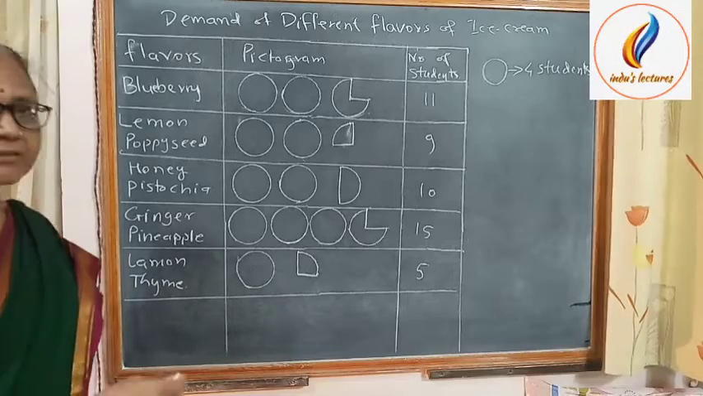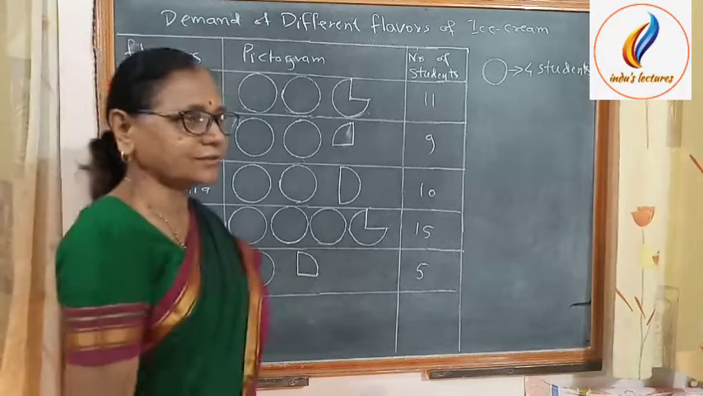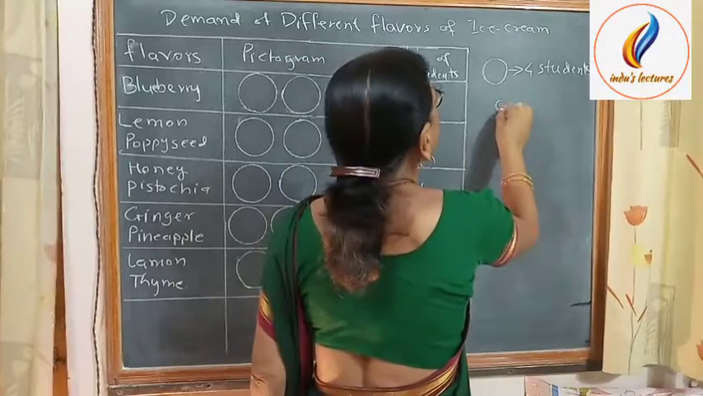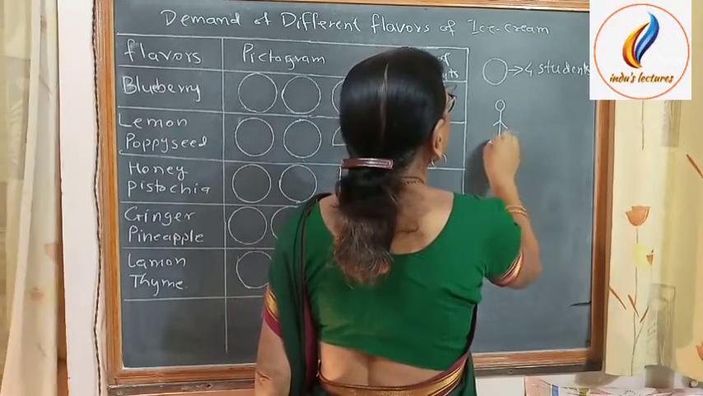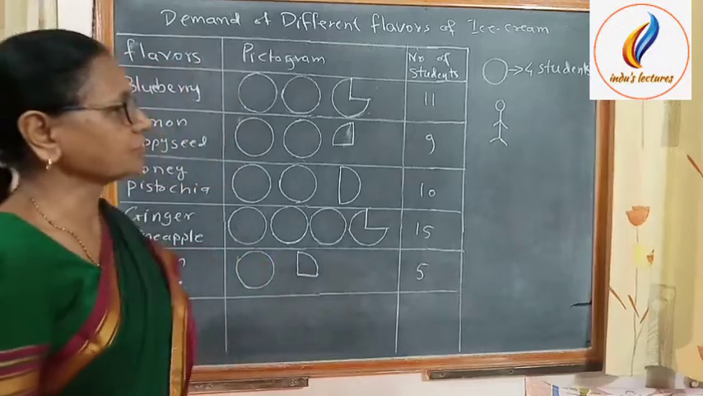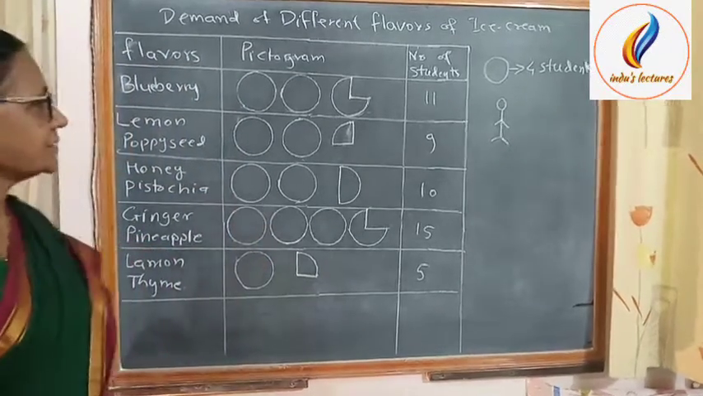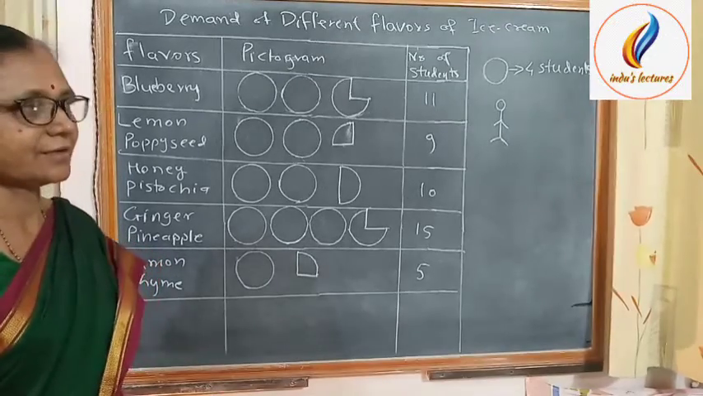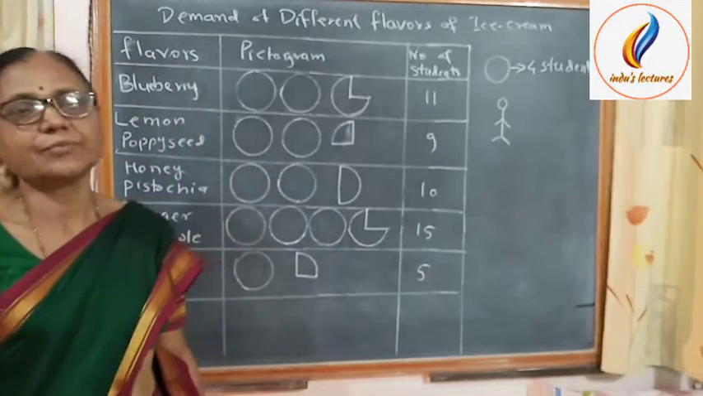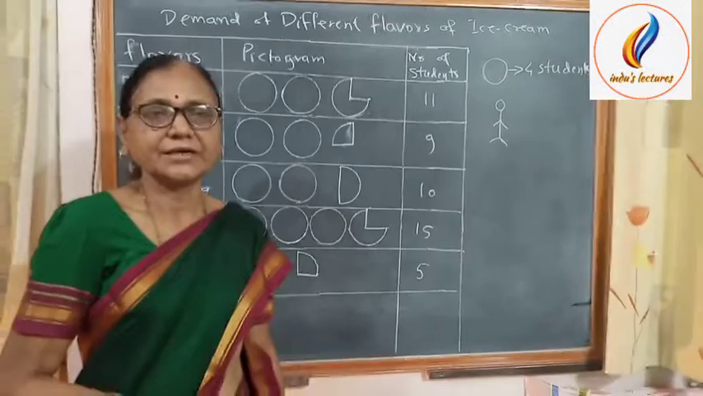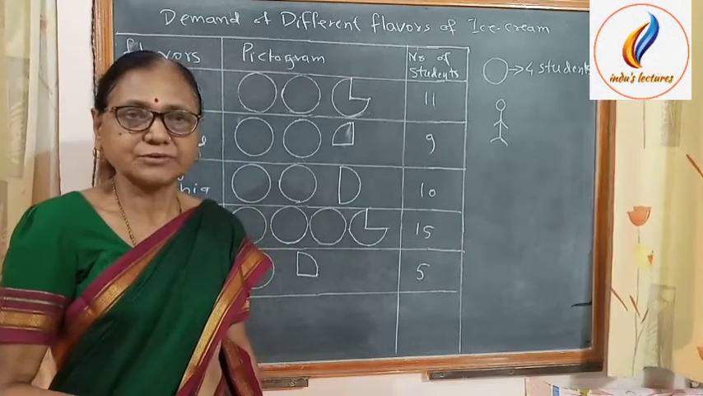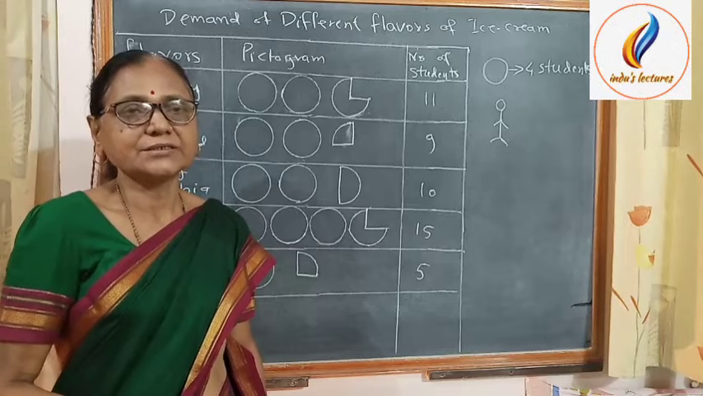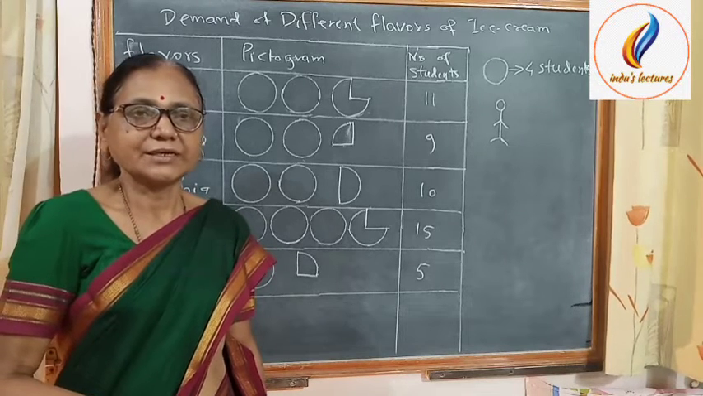We can use various types of symbols. For showing the number of students, we can use this type of symbol also, or any other symbol we can use to represent the data. This type of pictogram is a very attractive presentation of data. In this part we have discussed the presentation of ungrouped data, and there are various types of graphs for ungrouped data. In the next part we will discuss the graphical presentation of grouped data.